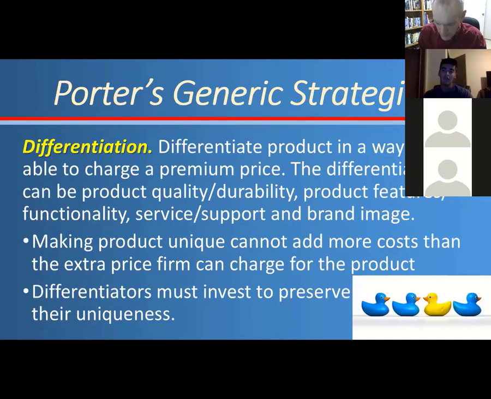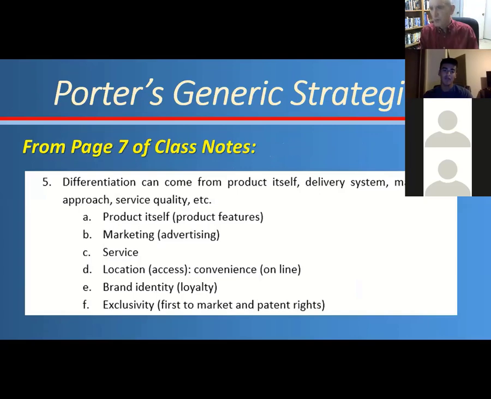So let's first talk about where you can differentiate. This comes from the class notes on page 7. It can come from the product itself. So if you're doing Adobe, Adobe is the product itself. Adobe is somewhat of a monopoly when it comes to desktop publishing, and there are several industries where that's all they use. Akamai, some of these others, they just have their niche, and it's the product itself, it's the product features.